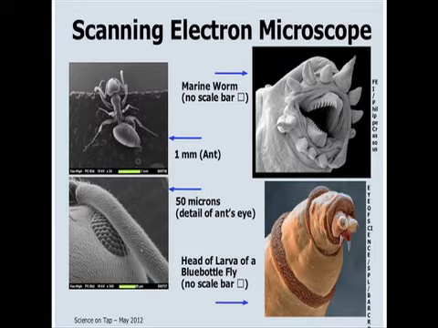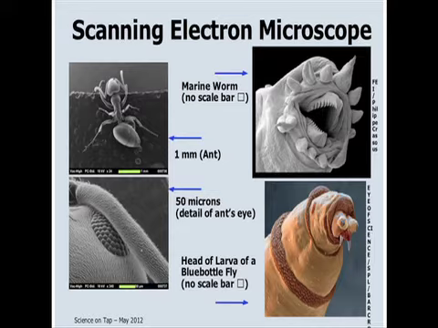Basically, this is an ant. The bar is 1 millimeter. We can see it by naked eye. And if you are very gentle and grab an ant and get very close, you maybe can see a little bit of where the eye of the ant is, but you won't be able to see much detail.